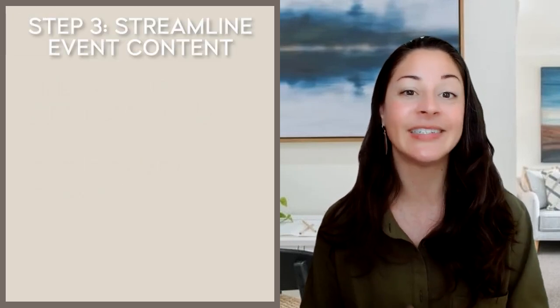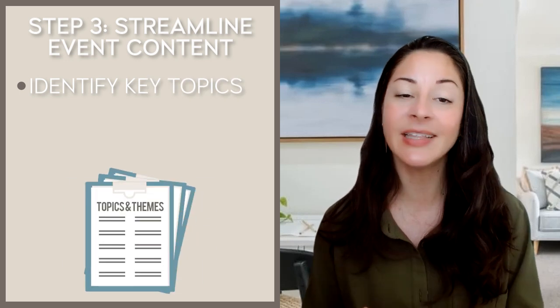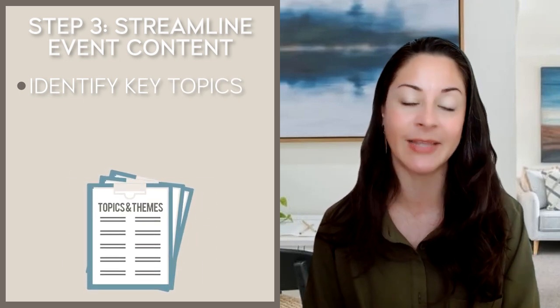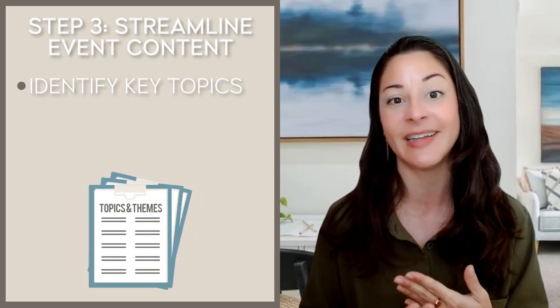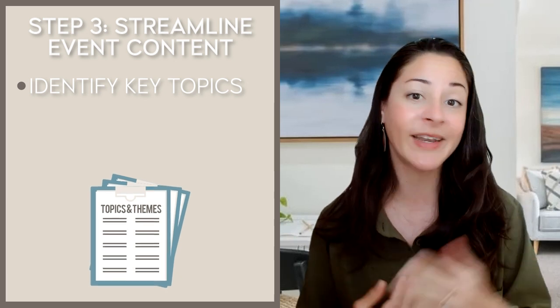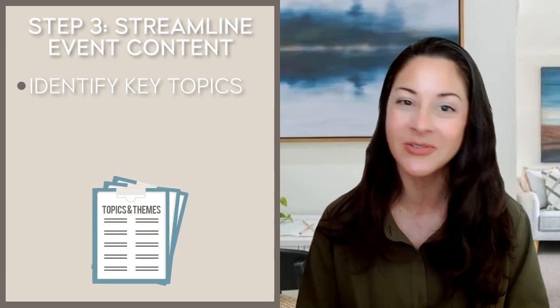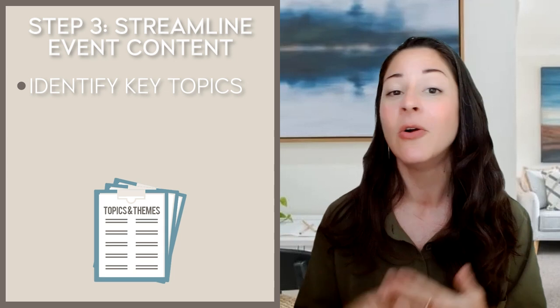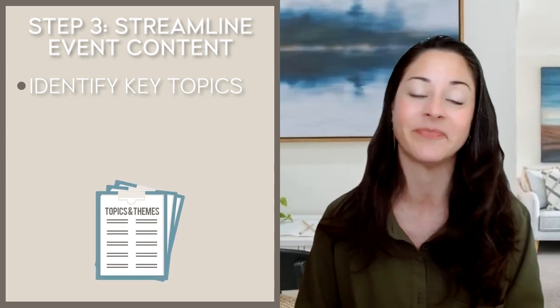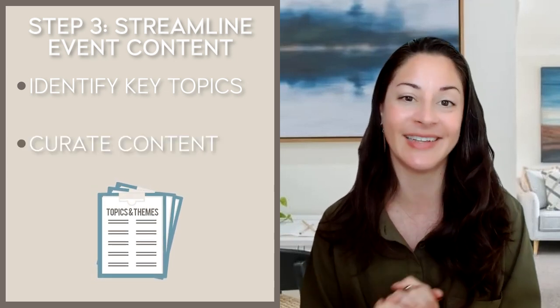Step 3, streamline event content. Identify key topics. Make a list of the most critical topics or themes that align with your event goals and audience preferences. If you're in weddings, these audience preferences will most likely be coming from your wedding couple or the decision makers involved. Curate content is next.